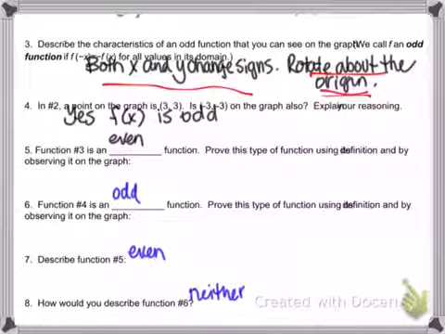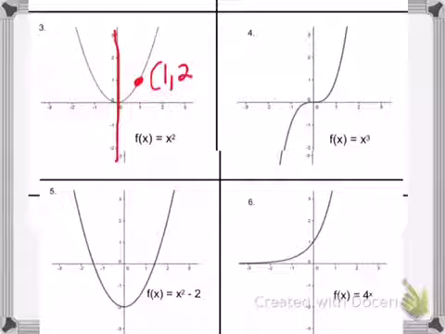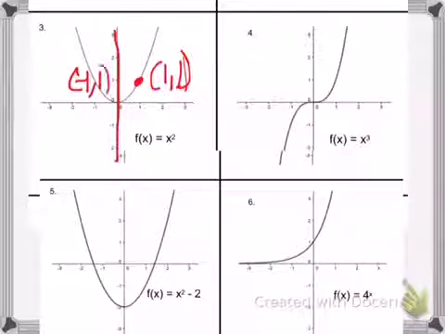Function number 3 is a blank function because the type of function uses definition by observing it on the graph. So graph number 3 is an even function because it's symmetrical about the y-axis. And we got the points 1, 2, or excuse me, 1, 1, and -1, 1. The x value is the only thing that changes. The y value stays the same.